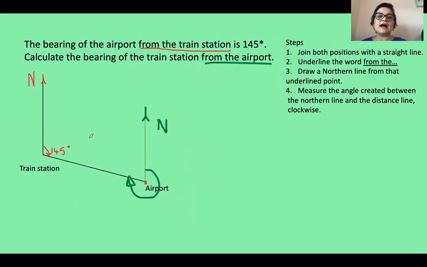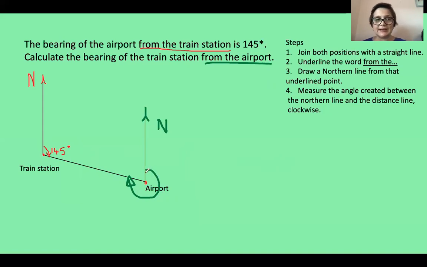Here, the bearing of the airport from the train station is 145 degrees, which means all this angle here is 145 degrees. Calculate the bearing of the train station from the airport. So this one here is 145 degrees from the train station, okay? The bearing of the train station from the airport, so this angle here, the green one, is the angle that we have to calculate.